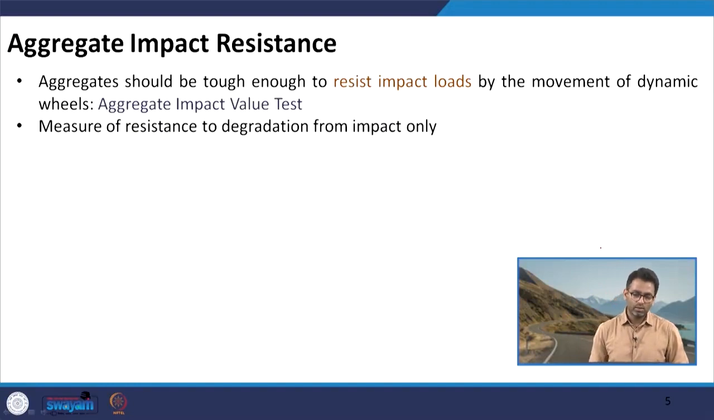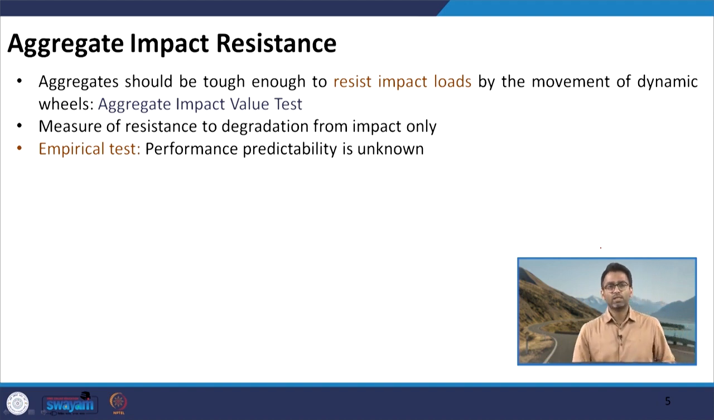Anyway, here it is assumed that the vehicles are applying dynamic load, and this dynamic load causes impact on the aggregate particles, and in specific locations there actually is some impact. For example, when the vehicle is moving over a speed breaker and jumps on the other side, if the speed breaker is not designed properly or the speed of the vehicle is higher, then there can be an impact on the pavement. We have to ensure that under such conditions the aggregate does not have the tendency to break down. This is the reason why we do an aggregate impact value test. This test is used to see the resistance of the aggregate to degradation from impact only. Here we are not considering any other effect.